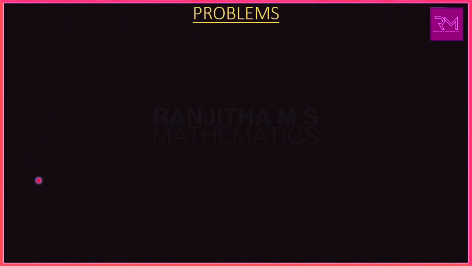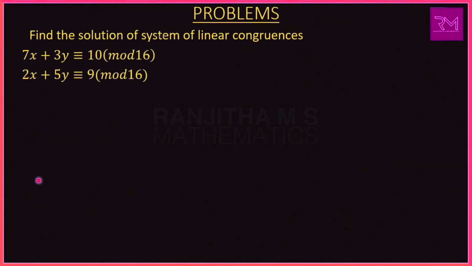Finding the solution for a system of linear congruences in two variables. Here is a first problem. Find the solution of the system of linear congruences 7x plus 3y congruent to 10 modulo 16, 2x plus 5y congruent to 9 modulo 60. Here they have given a system of linear congruences in two variables x and y. So first, take the solution.